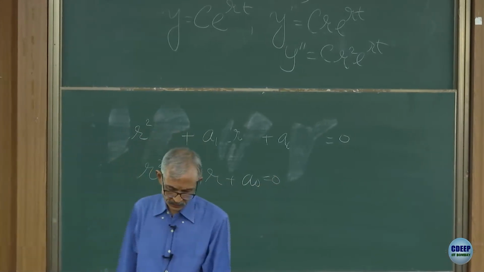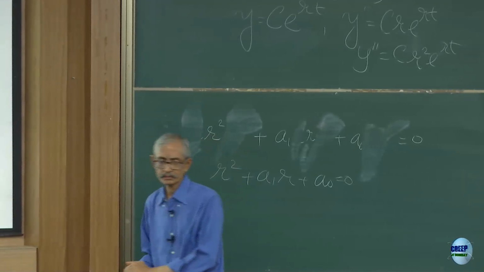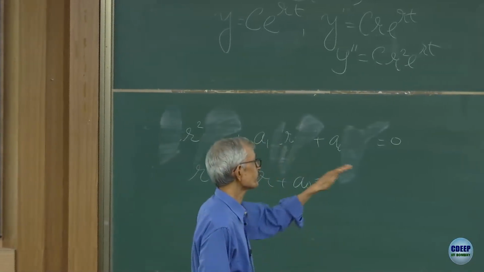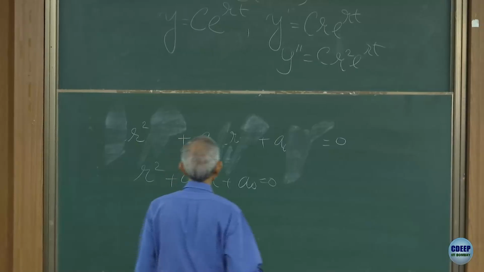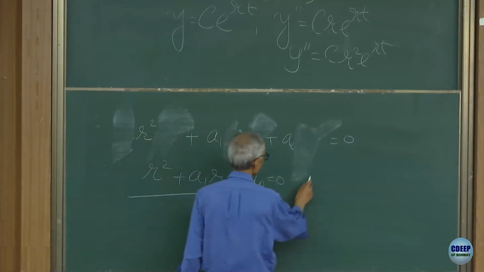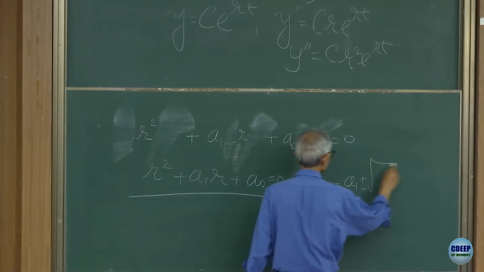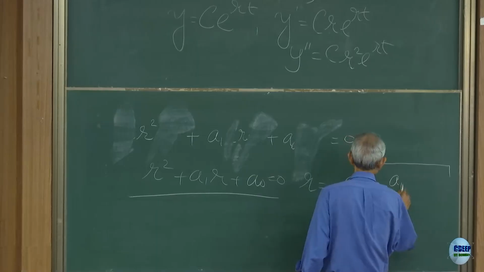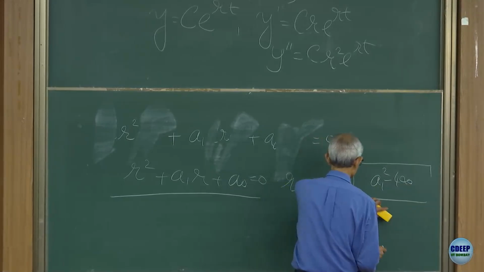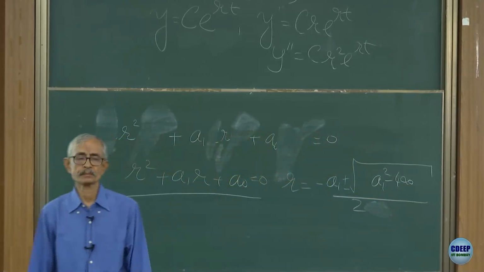So we are hypothesizing that there is a solution to this differential equation which can be obtained by saying that y is e to the rt, and if you do the algebra you come up with some kind of a quadratic equation, and the solution for this is known to us from algebra, minus a1 plus or minus square root of a1 square minus 4a naught by twice. Okay. So this is the solution to the algebraic equation.